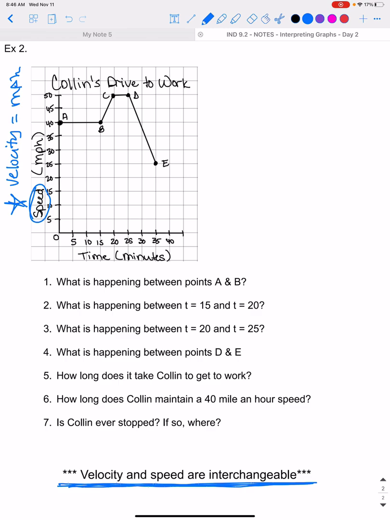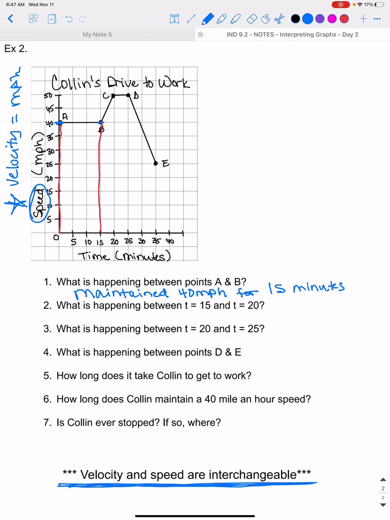So what is happening between points A and points B? Well, between A and B, which is here and here, the driver maintained 40 miles an hour, right? So he maintained a speed. He had his cruise control set. Maintained 40 miles per hour, and that's just the y-axis. That just tells us what's happened along the y-axis. So we also need to know for how long. Well, that means we need to look at the segment A to B in our time. So A to B is 15 minutes. So for 15 minutes. Okay?